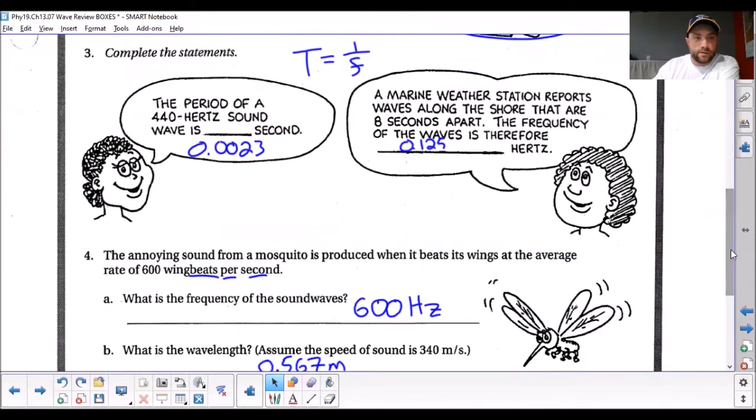All right, now we have complete these statements. The period of a 440 hertz sound wave is, and you just use your conversion. And then the second one says that you're on the shore and the waves are 8 seconds apart. What's the frequency? Well, it'd be 1 over 8, so 0.125 hertz.